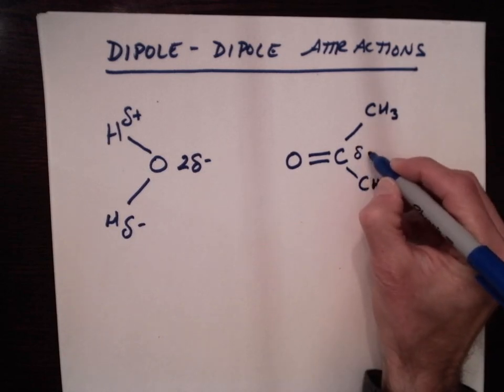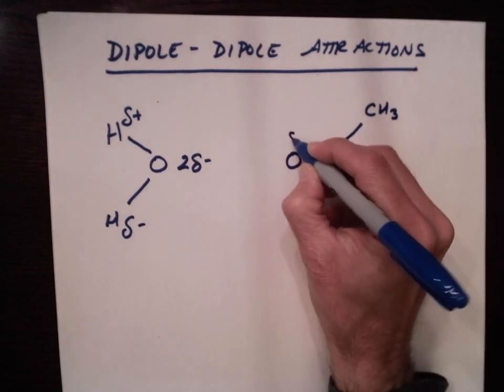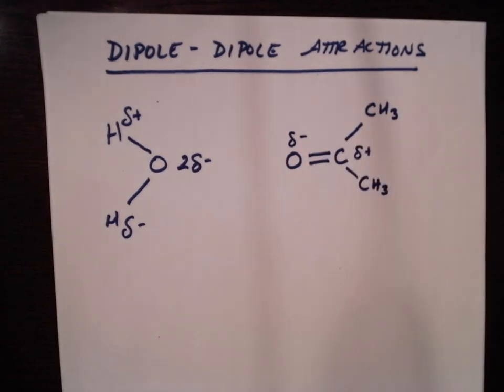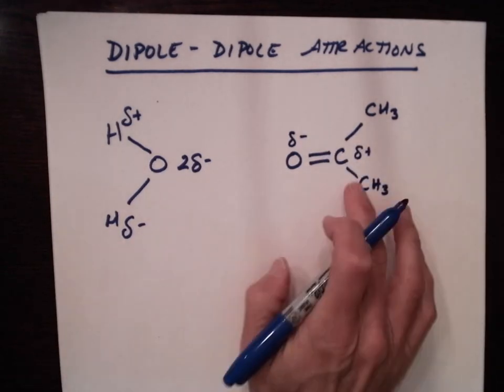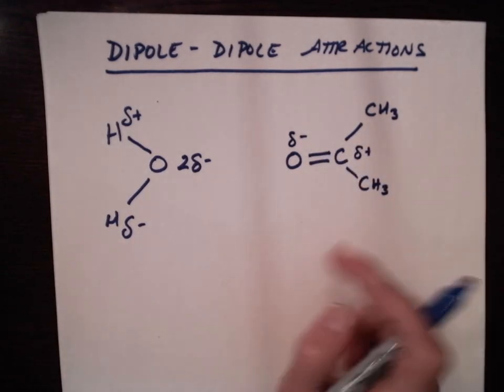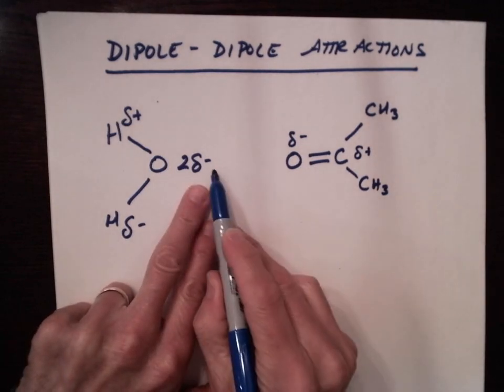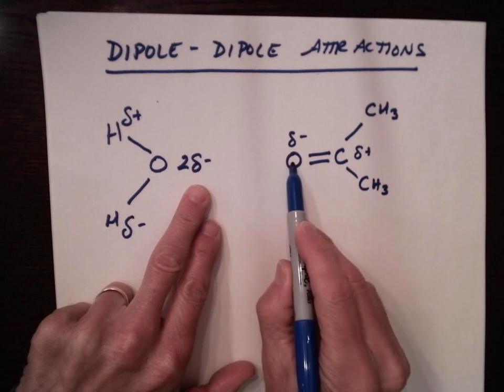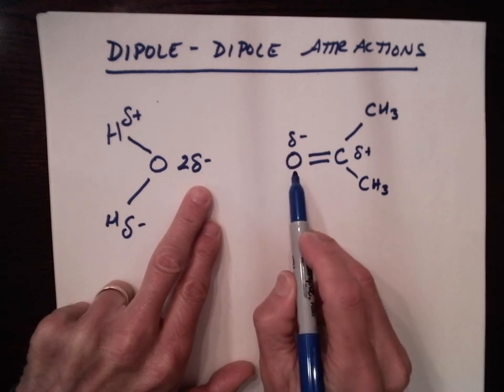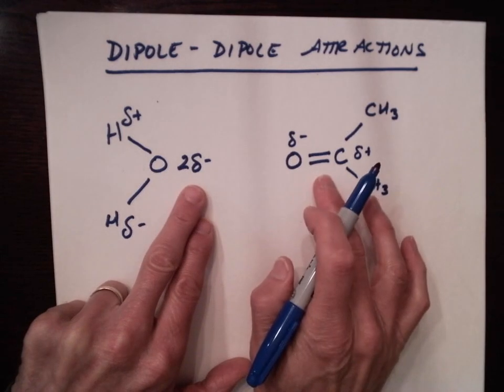Here, the carbon is partially positive and the oxygen is partially negative. So we have two different dipoles, and they're going to be attracted to one another. Now, not in the orientation that I have here, because you'd have a negative being oriented towards another negative. That's probably not the way that these two molecules are going to interact.